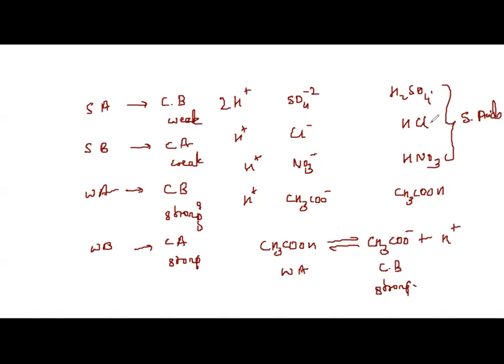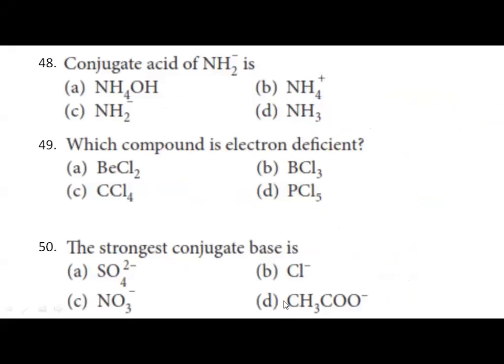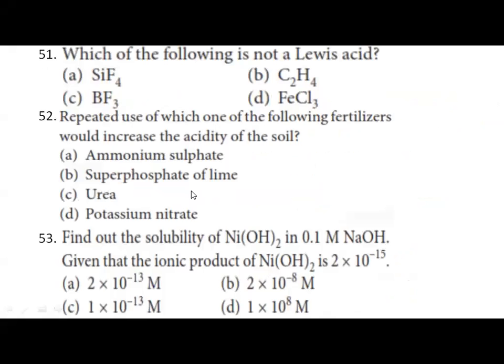If you look at H2SO4, HCl, HNO3, they are strong acids. Their conjugate bases will be what? Their conjugate bases will be weak bases. So which is the correct option here? The correct option is CH3COO-.